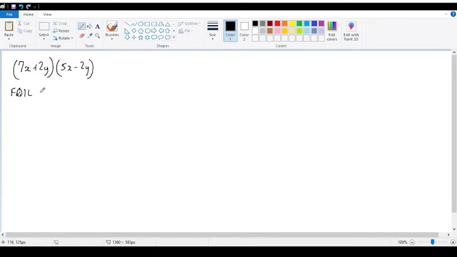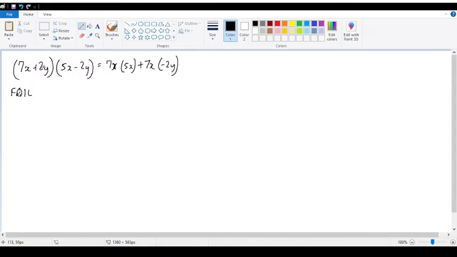FOIL method. The first ones: 7x times 5x. The 7x and the 5x are the first two terms in each binomial. And I'm going to say the outer terms, which will be 7x and negative 2y, plus 7x times negative 2y, which is for the outer.